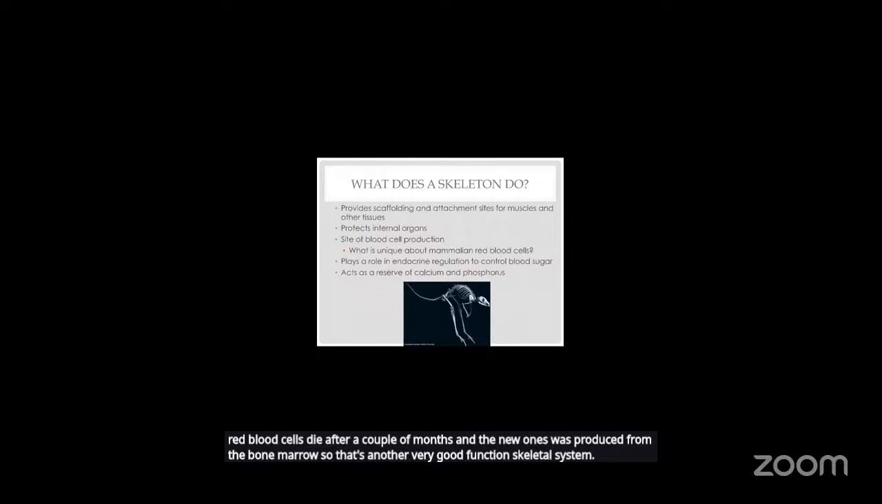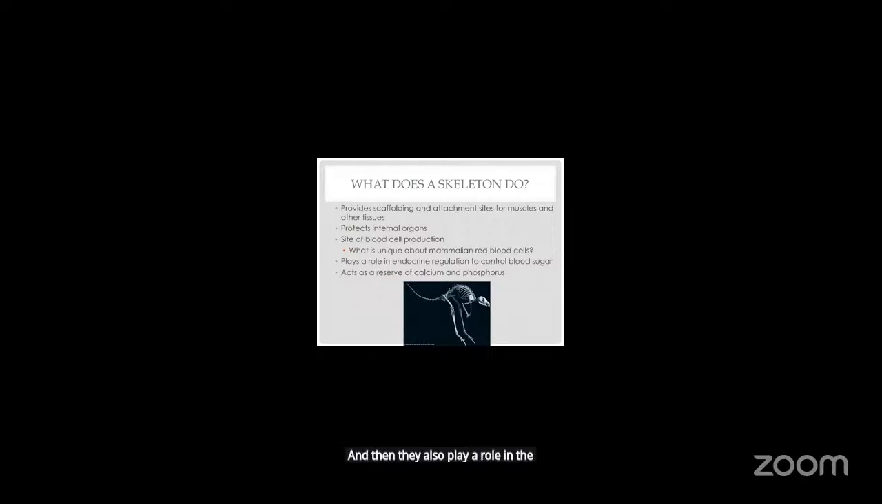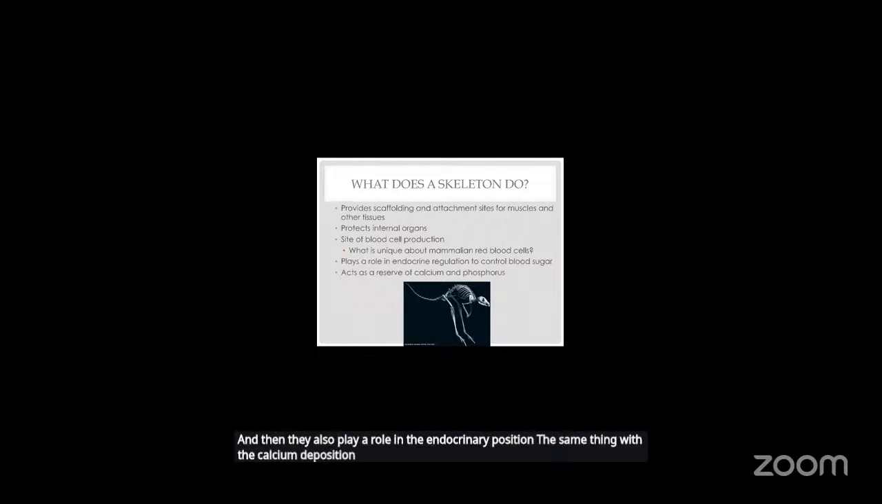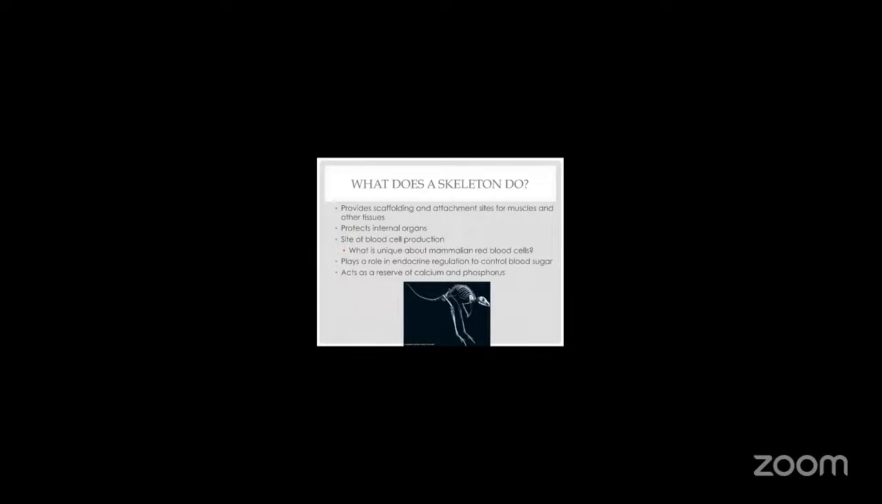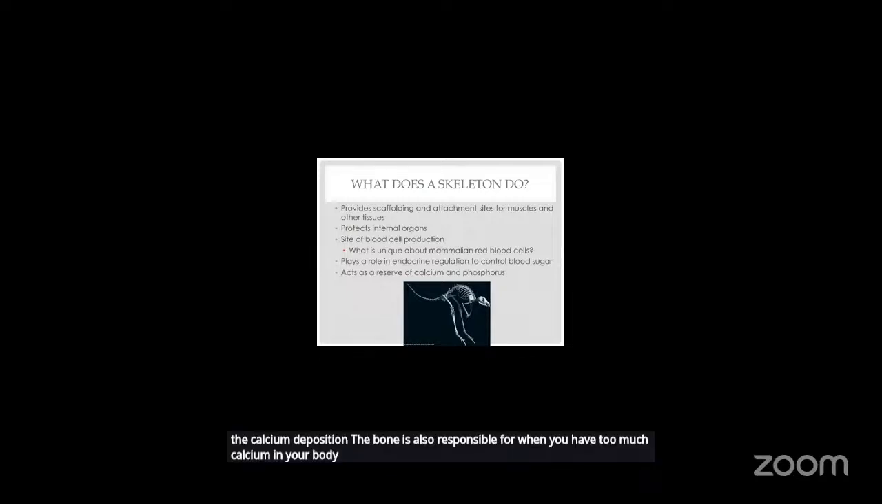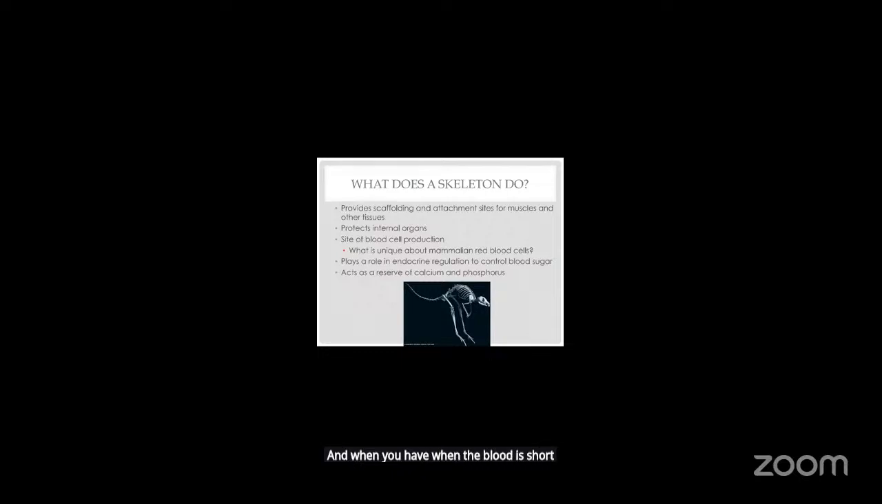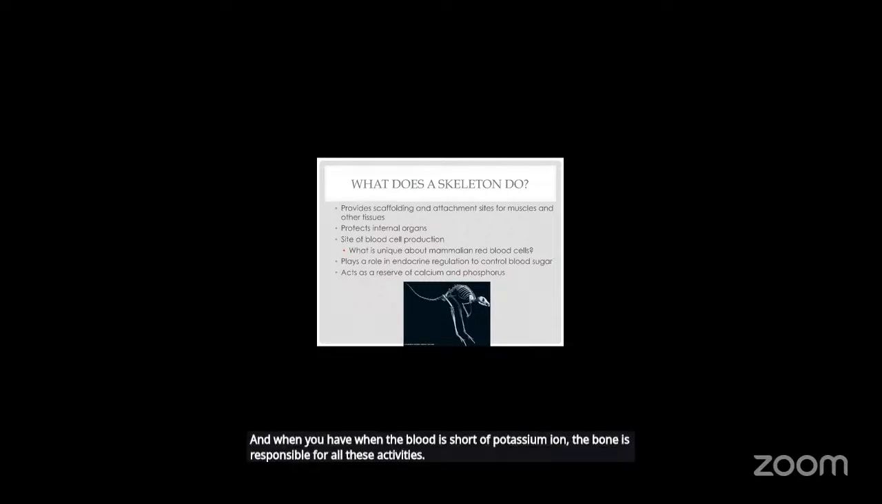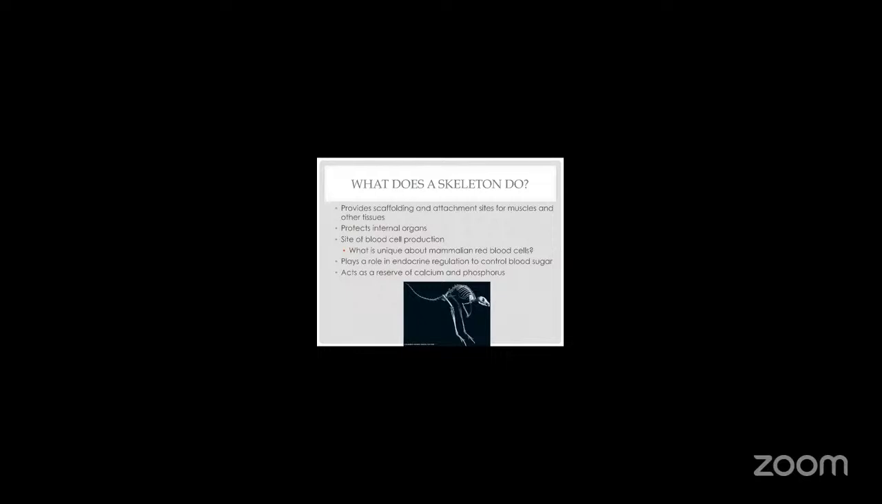They also play a role in endocrine regulation, to control blood sugar and so forth. The same thing with calcium deposition in the body. The bone is also responsible for it. When you have too much calcium in the body, the skeleton tends to pick up this extra calcium ion. And when the blood is short of calcium ion, the bone is responsible for releasing calcium ion into the system. That's also the last point: it acts as a reservoir for calcium and phosphorus.